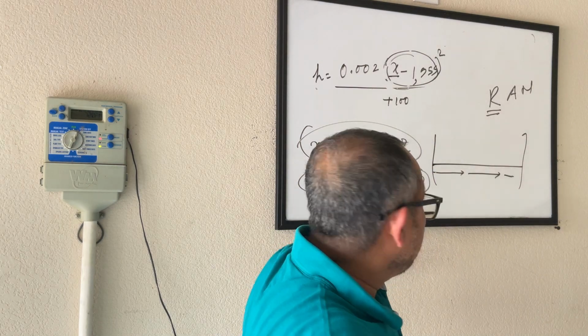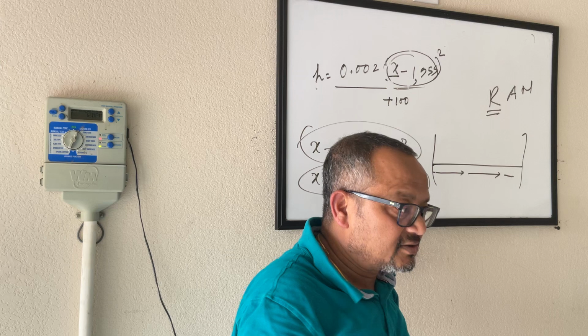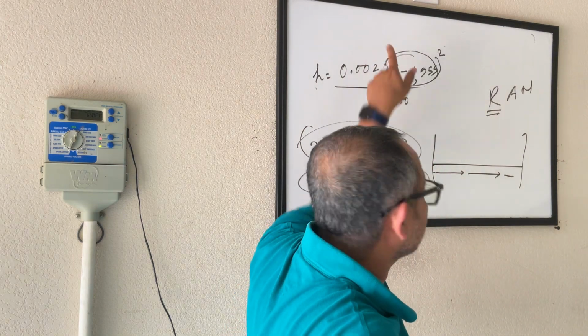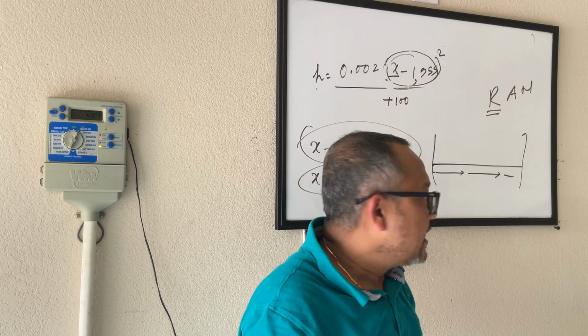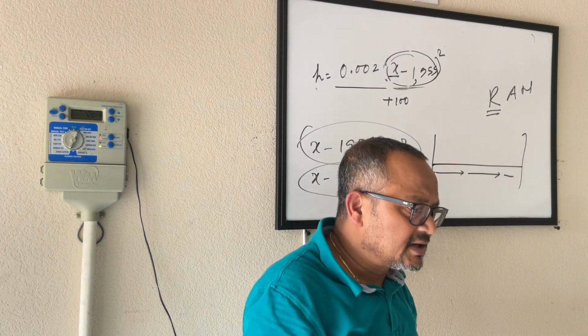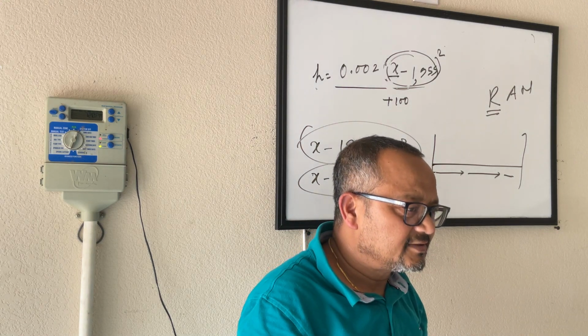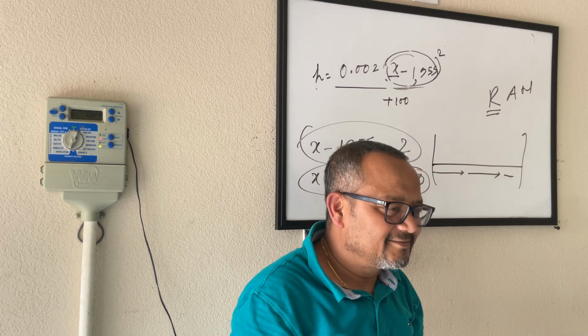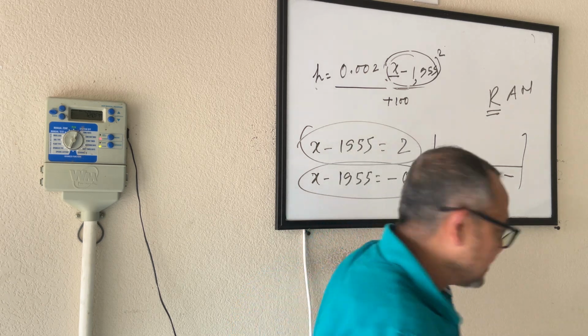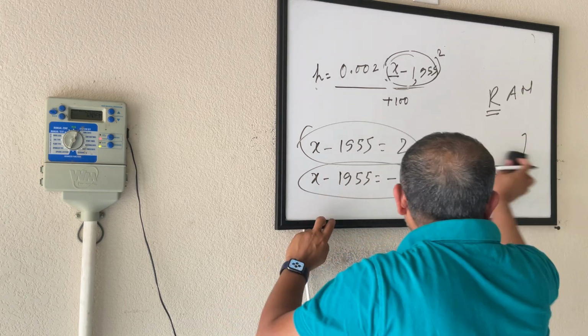Meaning it's not going to be less than 100 for sure. It will be 100 plus something. Yeah? Am I making sense or not? No? Okay. Let me make it simple.